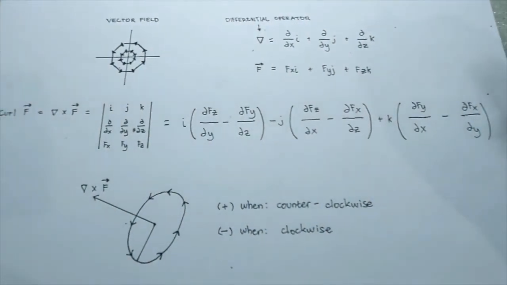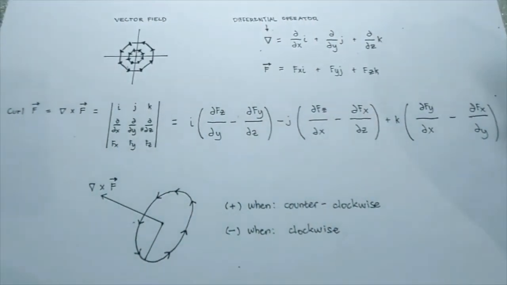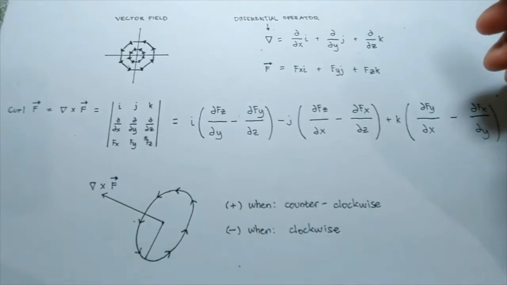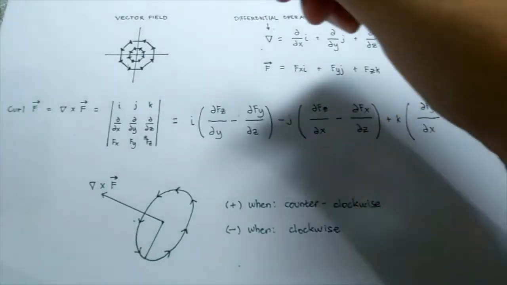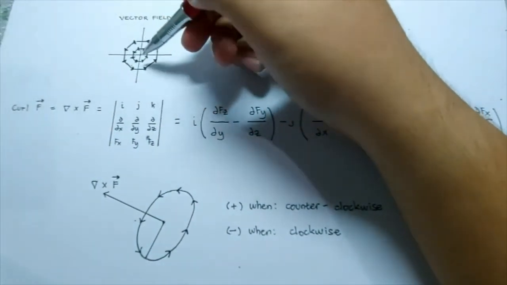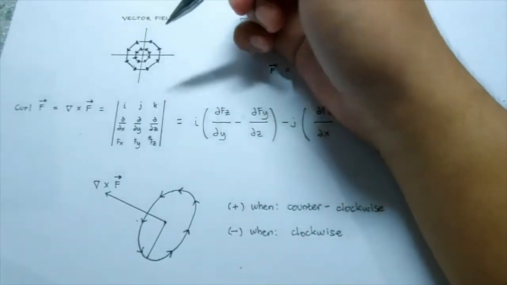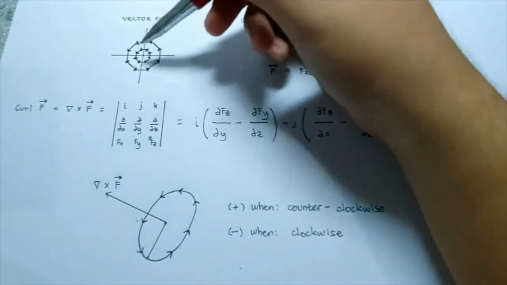Today I will show a short video about our topic, which is the curl. What is the curl of a vector quantity, in this case a vector field? We can say that it is a measure of how much a vector field circulates around a given point. Well, a vector field doesn't exactly circulate, but here we have an example vector field.